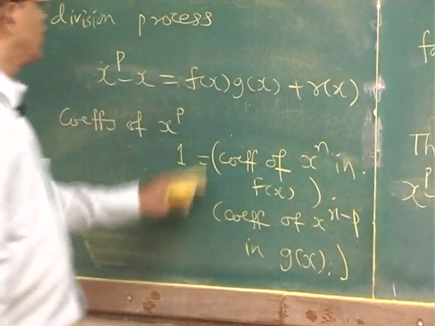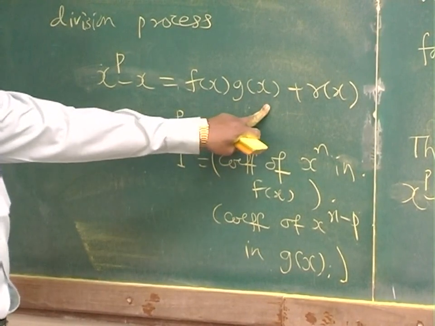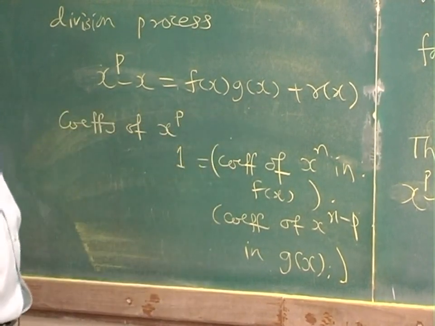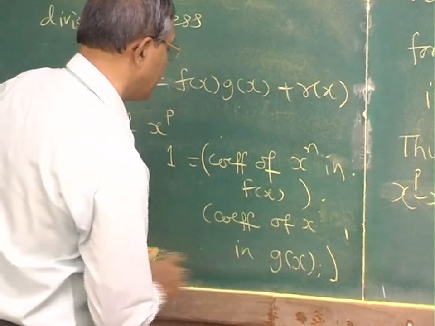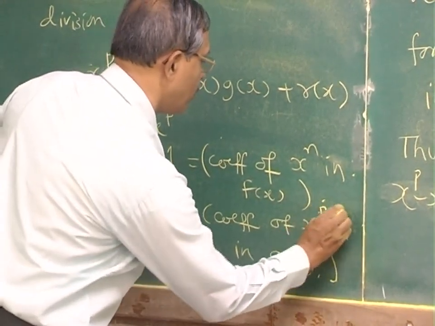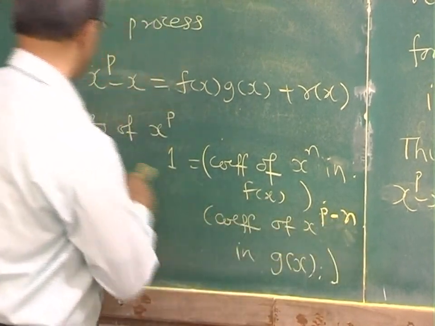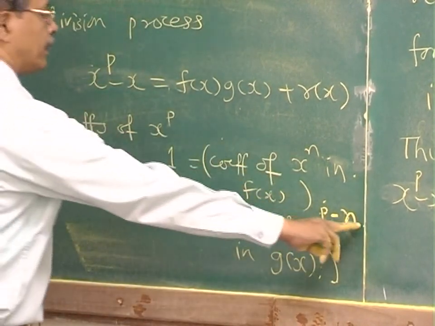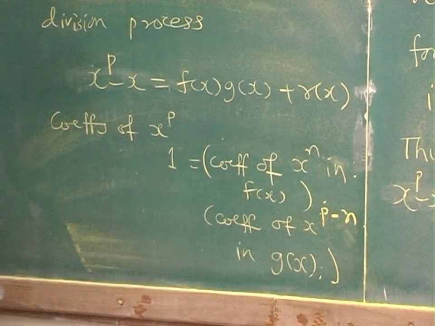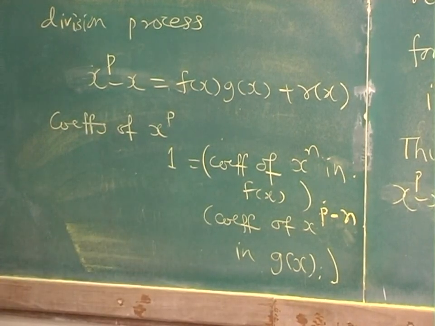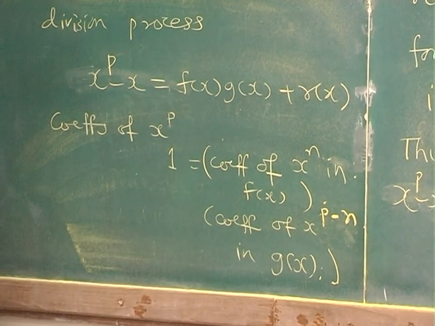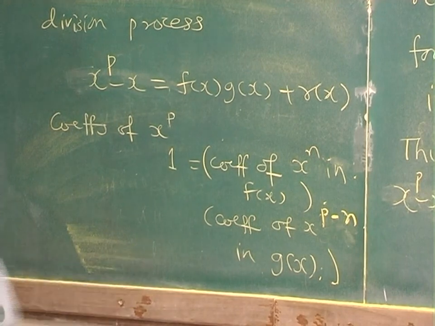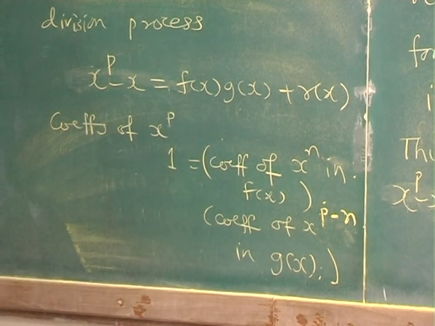So in the division algorithm we get this polynomial of degree, this is p minus n. So g(x) is of degree p minus n and its leading coefficient is 1. That is also a part of this.